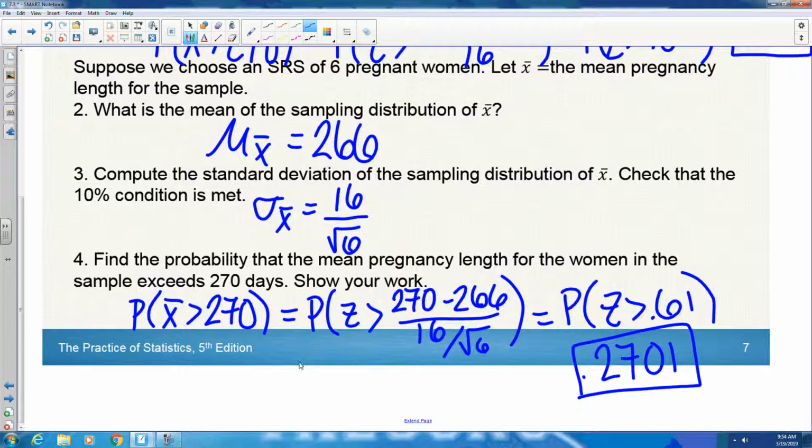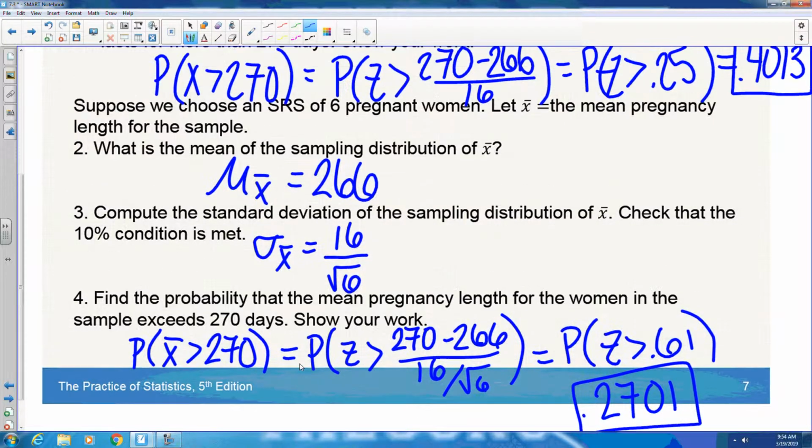I'm again noticing that because this is a sampling distribution calculation as opposed to the one woman up above in number 1, my probability is decreased. And again, that's because my standard deviation is smaller when the sampling distribution has more condensed data.